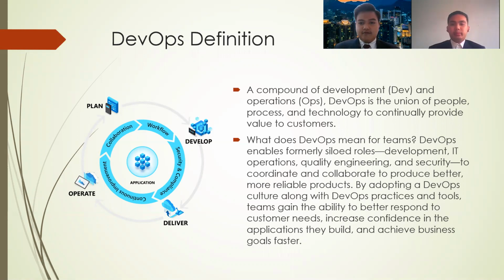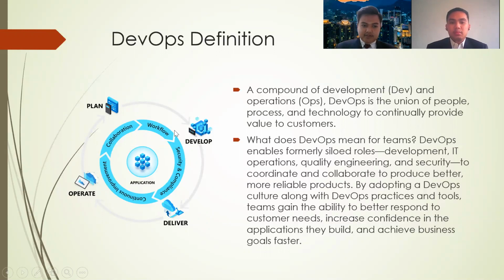Okay, so the first one, the definition of DevOps. DevOps is a compound of development, dev, and operation, ops. DevOps is the union of people, process, and technology to continually provide value to customers. What does DevOps mean for teams? DevOps enables formerly siloed roles, development, IT, operations, quality engineering, and security to coordinate and collaborate to produce better, more reliable products. By adopting a DevOps culture along with DevOps practices and tools, teams gain the ability to better respond to customer needs, increase confidence in the application they build, and achieve business goals faster.